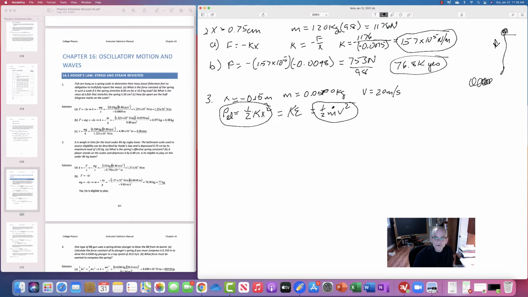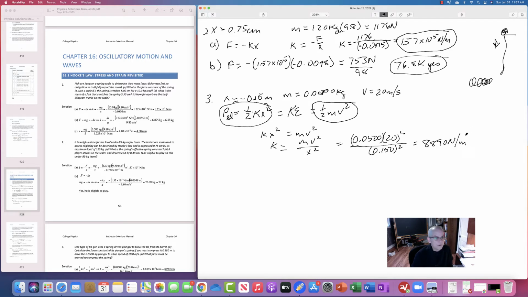If you eliminate the halves, kx squared is equal to mv squared. And in this whole thing, the only thing you don't know is k. K is going to be mv squared over x squared, which is going to be 0.0500 times 20 squared divided by 0.150 squared. And if you do the math here, it equals 8890 newtons per meter.